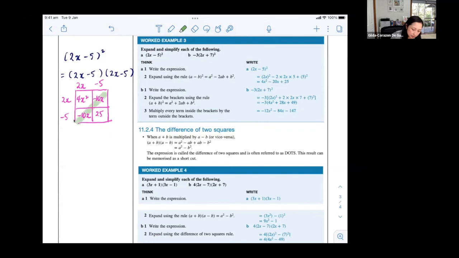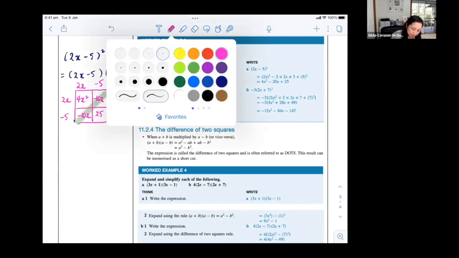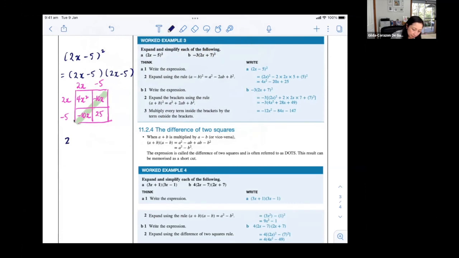What did we notice here? We can combine them and say that's equal to 4x squared, negative 10x plus negative 10x is negative 20x, and then plus 25, right? And that's the one that they got here as well, okay? And for sure, you'd be able to use your FOIL method and you'll be able to get the same answer, right?